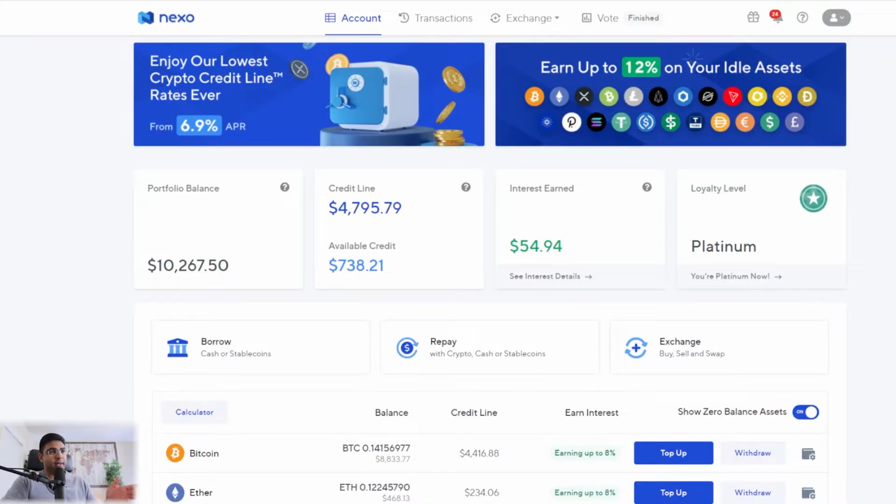So here I am logged into my Nexo account. As we can see, portfolio balance of 10K plus. There's some credit line, which is essentially credit I have taken out thus far. There's available credit as well. You have interest earned and a loyalty level of Platinum. For all these details or a deeper dive, feel free to check out that video and then come back here. So that being said, over here we've got Bitcoin and Ether.